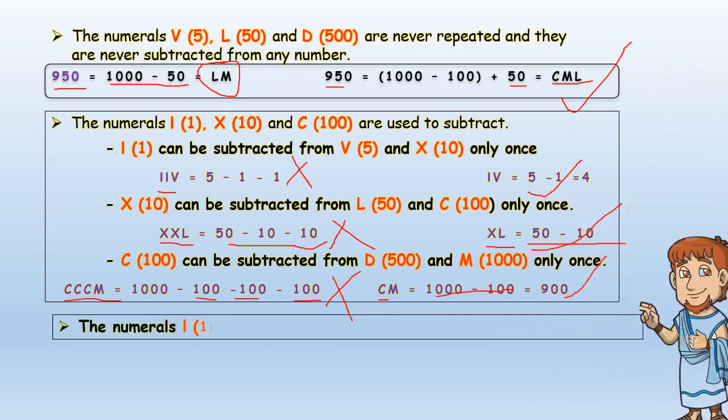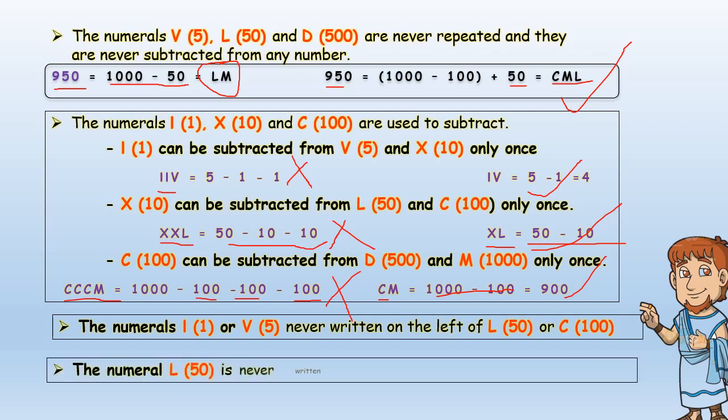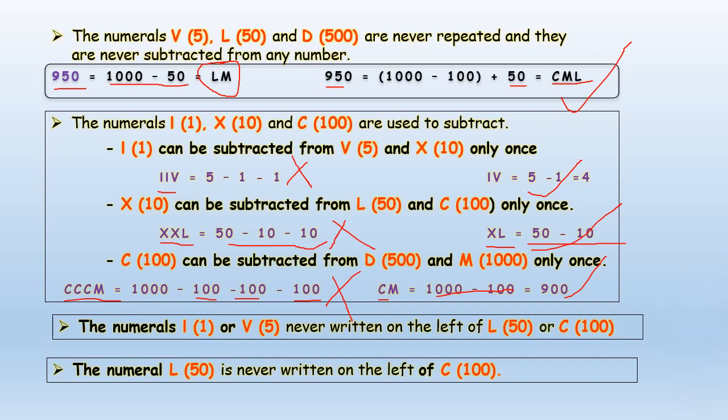Now see what the 7th rule says. The 7th rule says the numeral I, that is 1, or V, that is 5, is never written on the left of L, that is 50, and C, that is 100. That means we cannot write I and V on the left side of L and C. The 8th rule says the numeral L, that is 50, is never written on the left of C, that is 100. So we cannot write L on the left side of C. This is all about the rules for writing Roman numerals. I believe it is clear to you all.